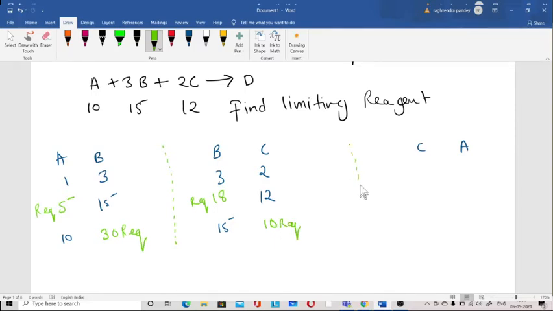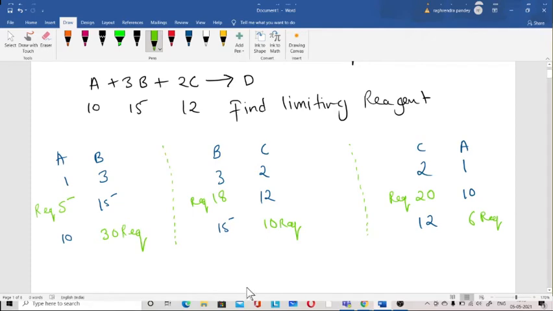Similarly, in C and A, what is the ratio? 1:2. Then putting the A moles, A is your 10. What is the requirement of C? That is 20. And then putting the C moles, C is 12. So the requirement for A is 6. And 20 is for C.